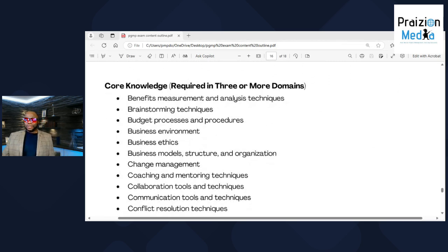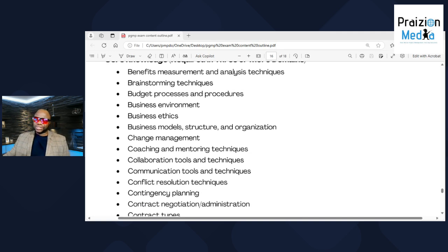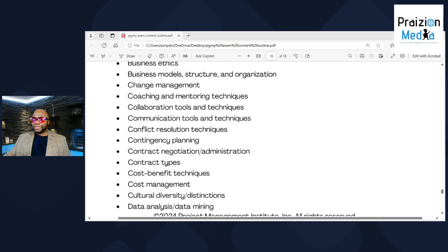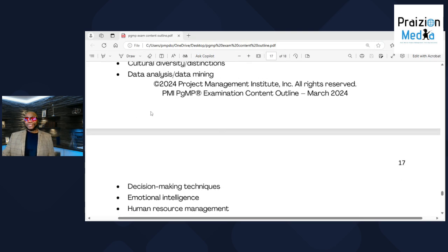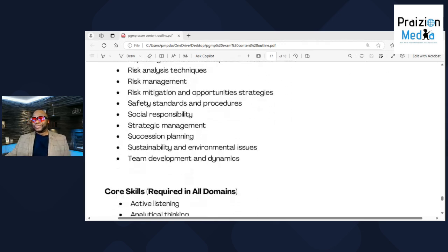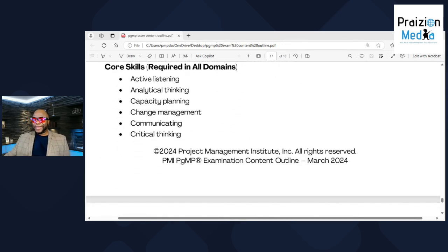Okay? And then they focus on core knowledge required in 3 or more domains: benefits management, brainstorming, budget, business environment, business ethics, change management, coaching, and mentoring. And there's so many of them, which I am not going to read all, right? Core skills required in all domains: active listening and analytical thinking.